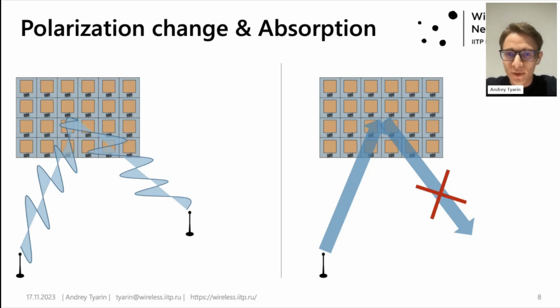Absorption makes it possible to use RS as a sensor. For example, the angle of incidence and polarization of the electromagnetic wave can be determined using absorption. Also, absorption can be used for energy harvesting, providing RS with additional power.